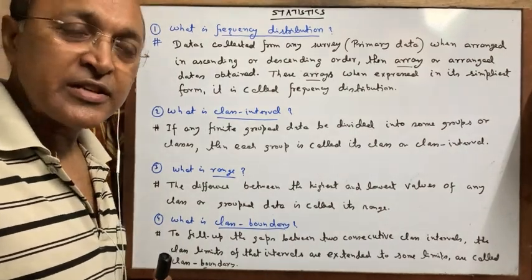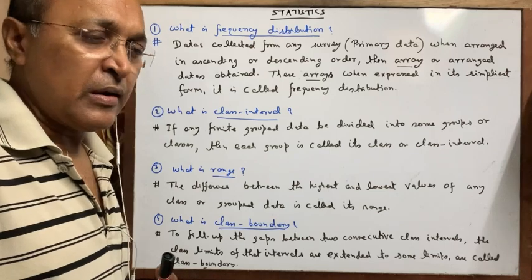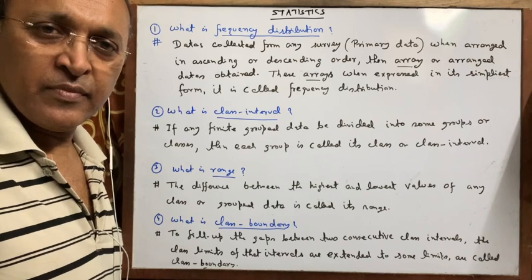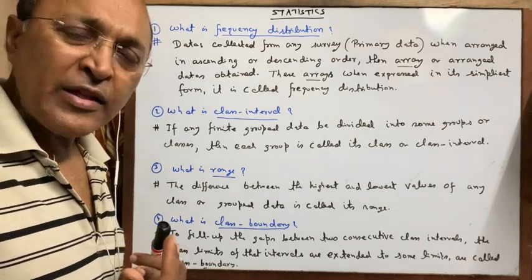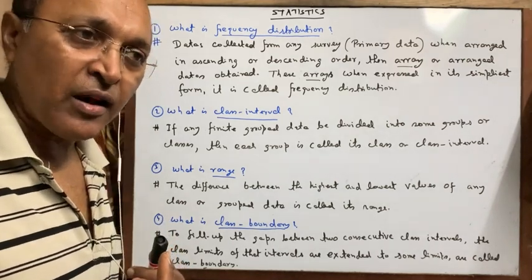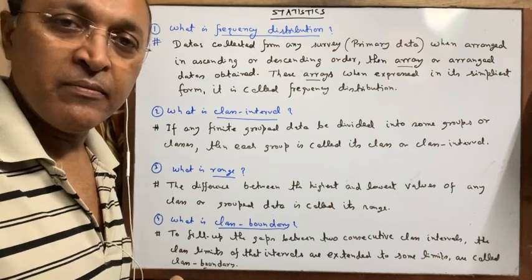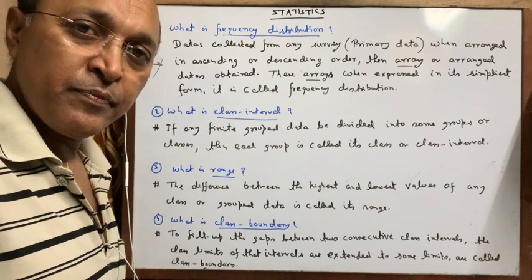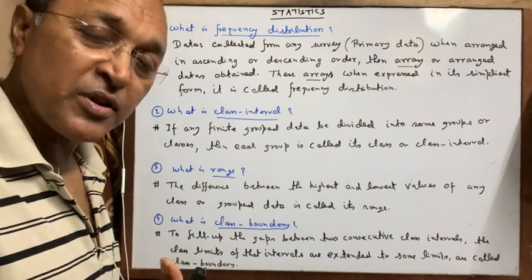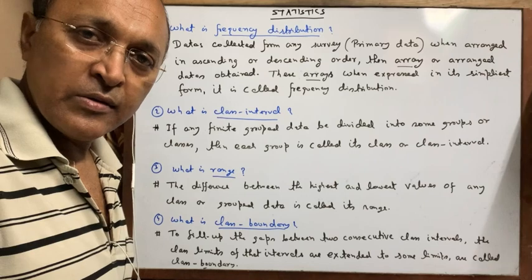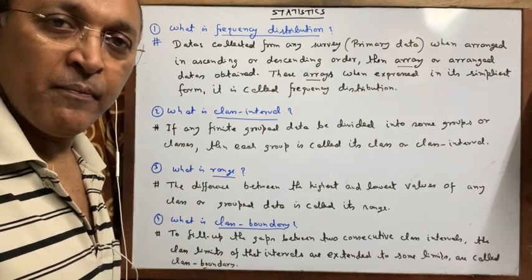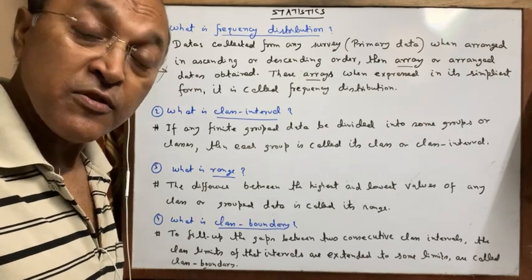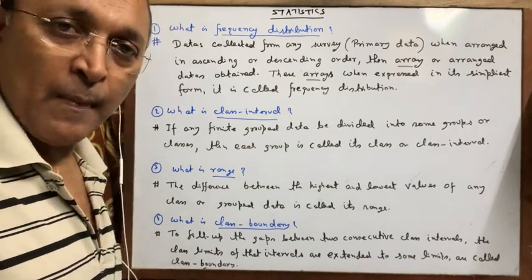Frequency distribution means that during any survey, when a number of data are collected and arranged in an orderly manner so that everyone can understand the result or the readings of the survey, so that everyone will have some idea what is being said there, that is actually called frequency distribution.